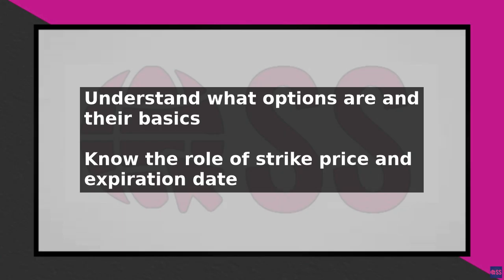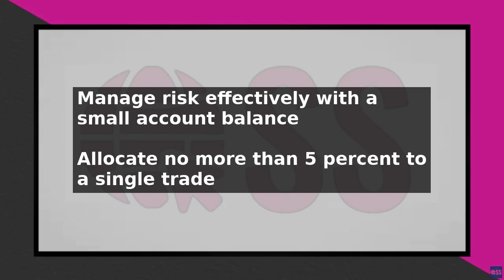To get started with trading options on Robinhood, you need to have a Robinhood account and apply for options trading. This involves filling out a questionnaire to assess your knowledge and experience with options trading. Once approved, you can start trading options.